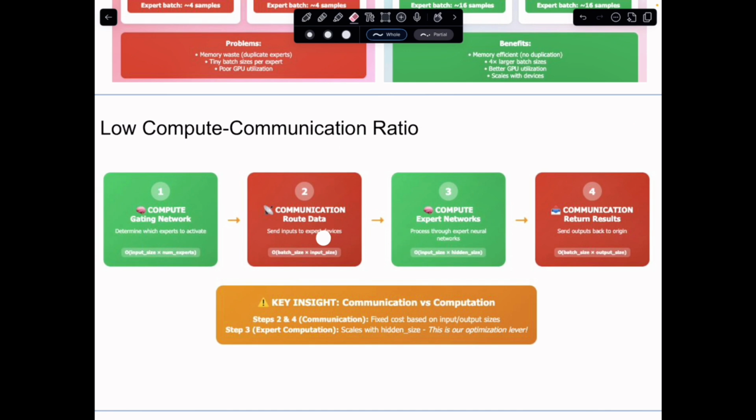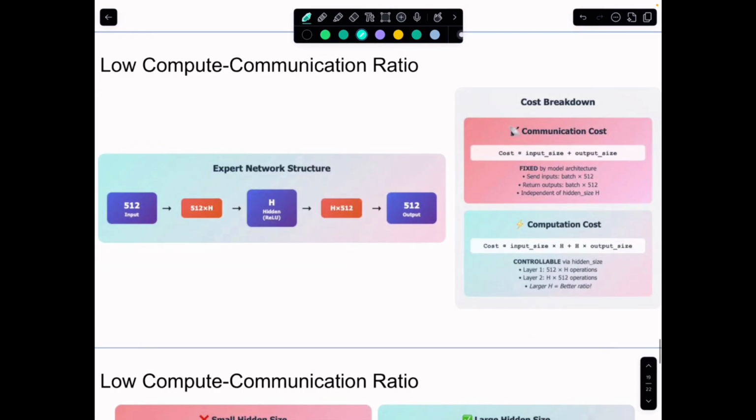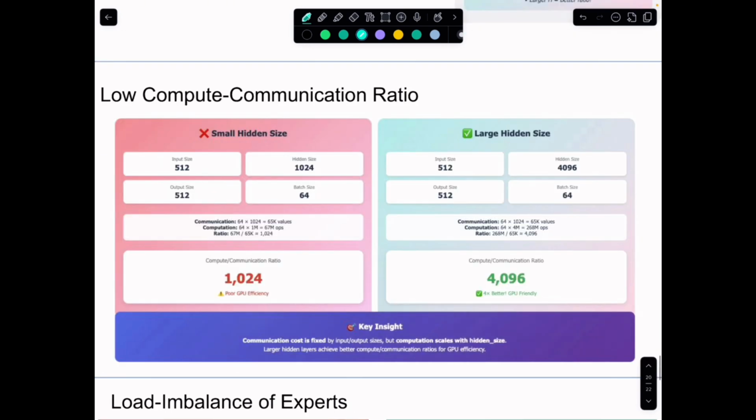Let's look at the complexity here. The first communication step is bounded by the input size. The last one is bounded by the output size. The leverage here, we can see, is the hidden size of your expert network. So this is why the paper wants to increase the hidden size. Essentially, the communication cost is bounded by the input size and output size, but the computation cost can be adjusted based on the hidden size. So our solution here is to increase the hidden size. This will not only make your expert stronger because it's more complex and has more parameters, it will also increase your compute-communication ratio and better leverage your GPU.